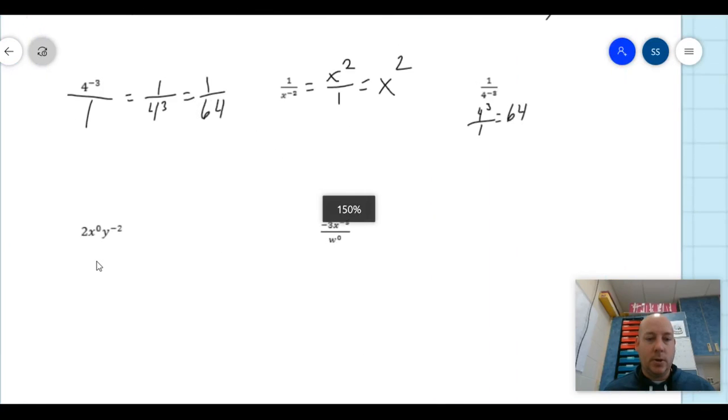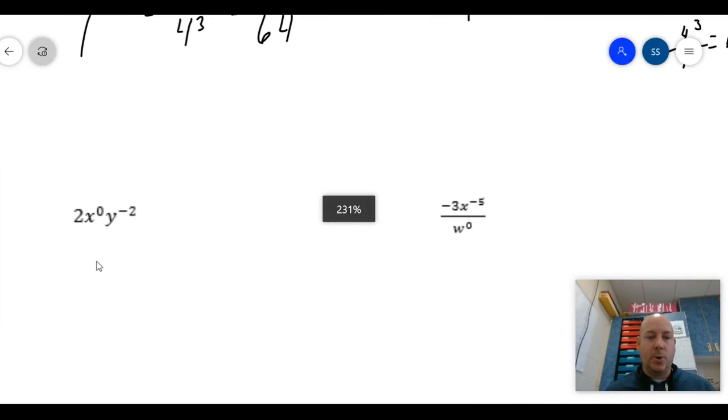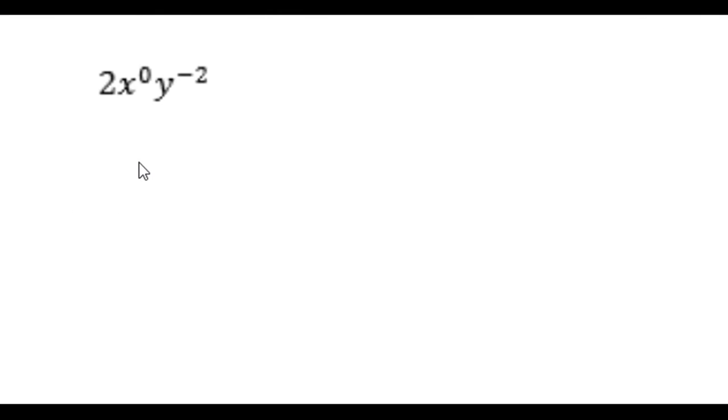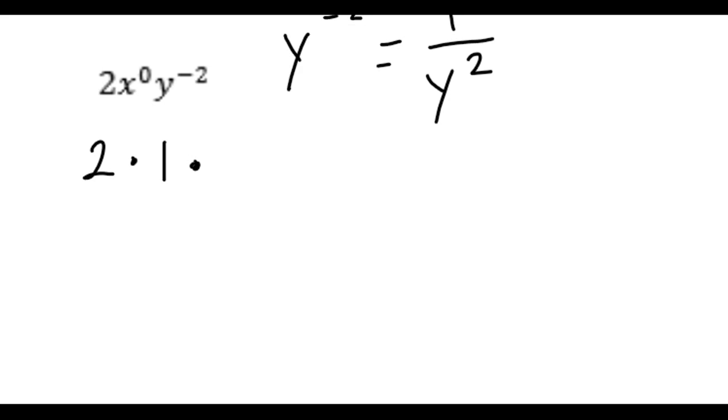There we go. Now, these are a little bit more complex because they've got a little bit more going on here, but let's just break it down. So I've got 2 times x to the 0 power. Well, we know x to the 0 power is 1, so let's just write this 2 times 1. And then y to the negative second, it's going to become 1 over y to the positive second.